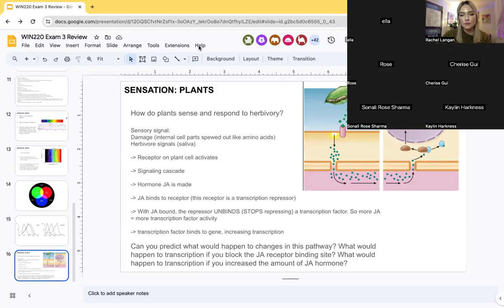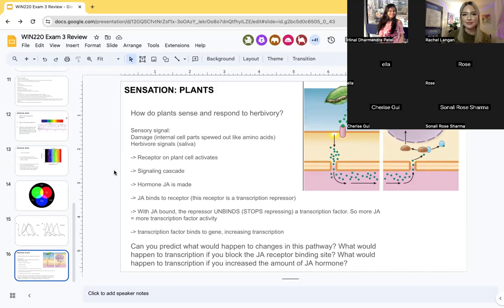Okay, gotcha. So you said the blue one is the repressor, and JA binds to the repressor, so it goes off. Yes. And the brown thing, you said that's the transcription factor? Yeah. Okay, gotcha. So that increases transcription of whatever defense mechanism. Yeah, exactly. Okay, thank you. You're welcome.